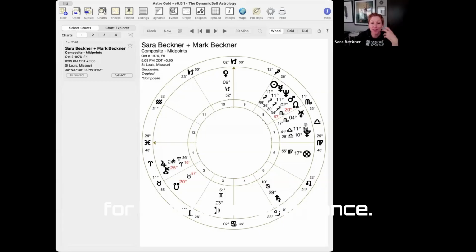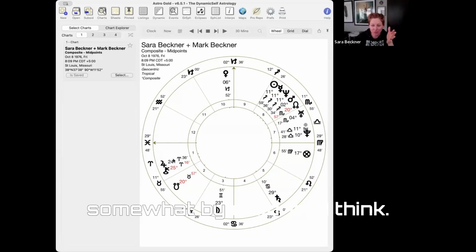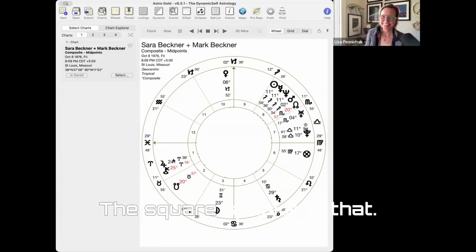And if I was my own client, I might say something about how our need in terms of this relationship's requirement for expansion, abundance, continued learning and travel has been thwarted somewhat by children. I think the square speaks to that.